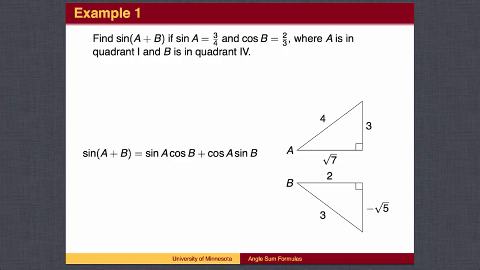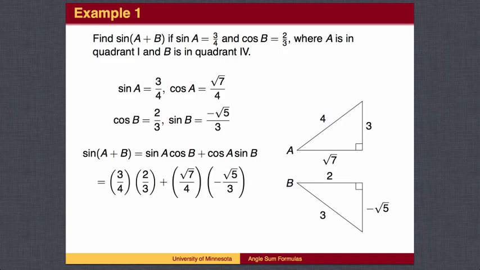Note that angle A is given as a first quadrant angle, and therefore we use positive side lengths for all the sides. Angle B is a fourth quadrant angle, so the cosine of angle B will be a positive number, but the sine of angle B will be a negative number. Once we have labeled the triangles, we can read the appropriate values from the triangle, finding the sine and cosine of angle A and the sine and cosine of angle B. We are now ready to use the formula for the sine of angle A plus B, which calls for 4 numbers, which we have already found.